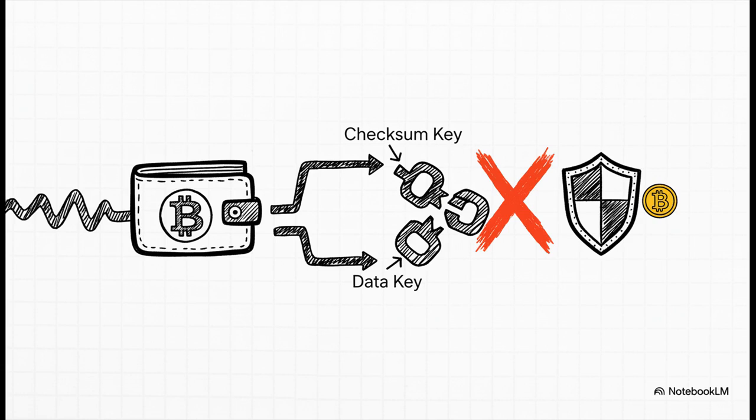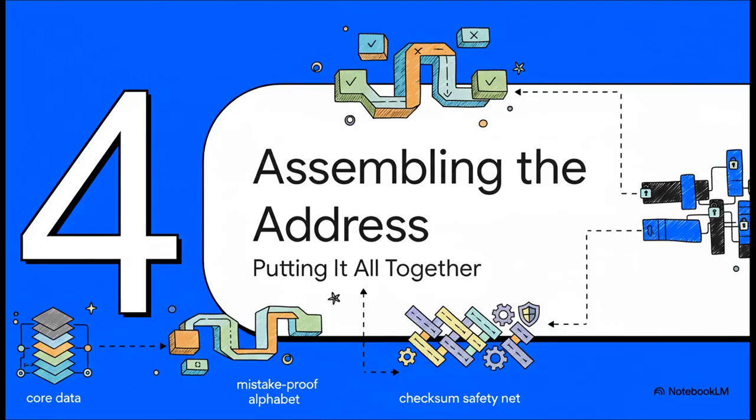Your money never even leaves your wallet. That little typo costs you nothing. It's brilliant. Okay, so we've got the main data, we've got our mistake-proof alphabet, and we've got that amazing checksum safety net. So how do all these pieces actually come together to form the final address you see?